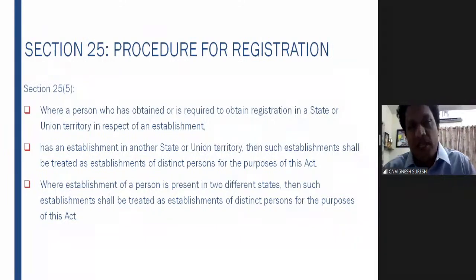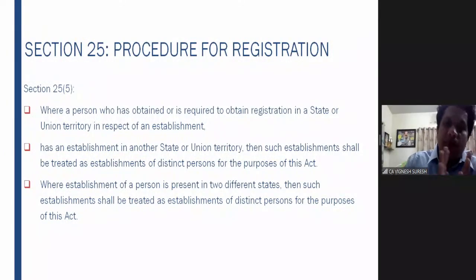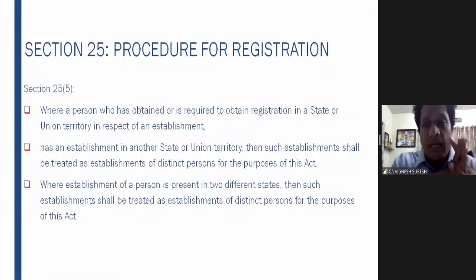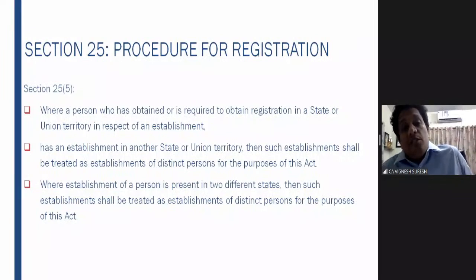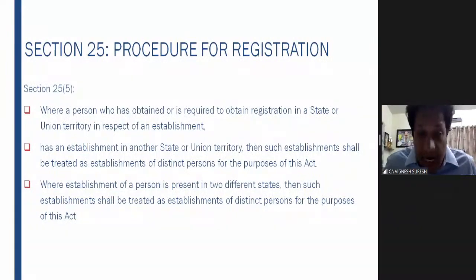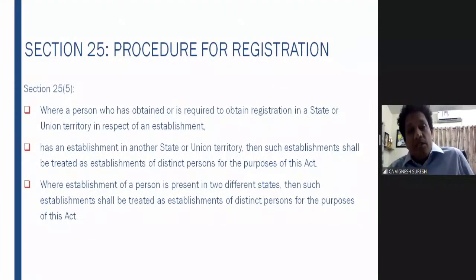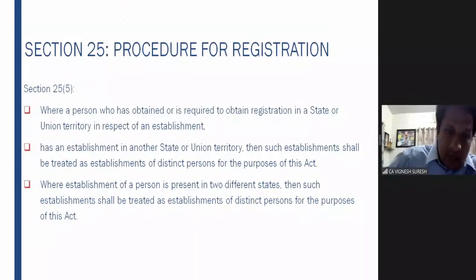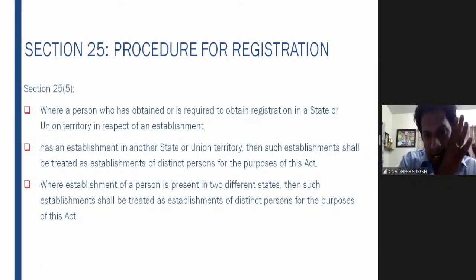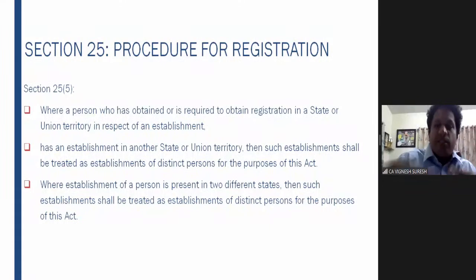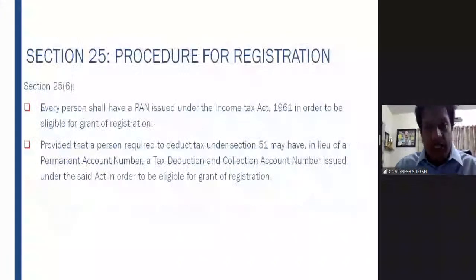So 25 subsection 5, what does this say? Where a person who has obtained or is required to obtain registration in a state or union territory in respect of an establishment, has an establishment in another state or union territory, then such establishments shall be treated as establishments of distinct persons for the purposes of this Act, right? So when an establishment is present in two different states, such establishments shall be treated as establishments of distinct persons for the purposes of this Act. I hope this point is clear with regard to distinct persons under GST.